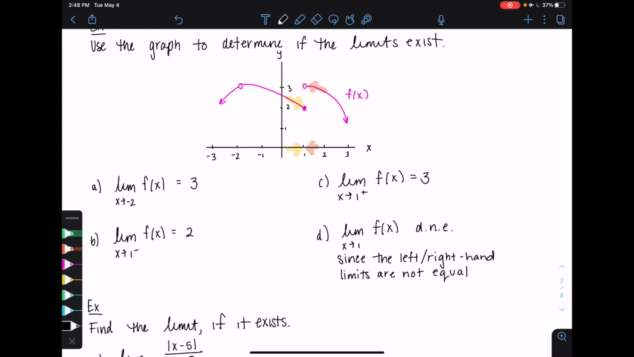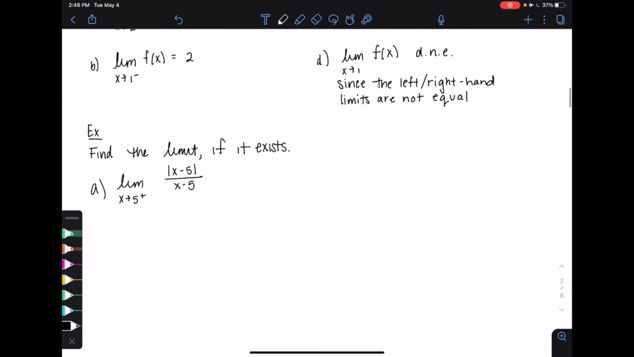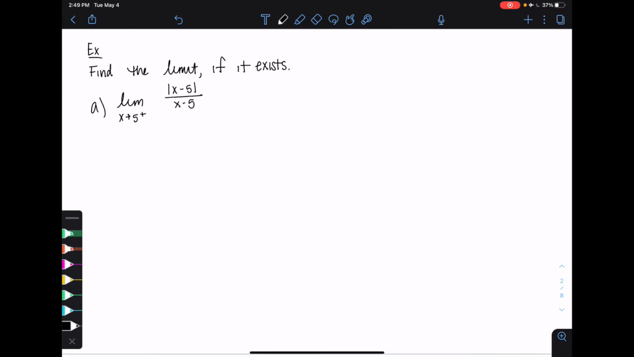Okay. Let's try some other ones. Let's find this limit if it exists. And we want to find the limit as x approaches 5 from the right of this absolute value function.